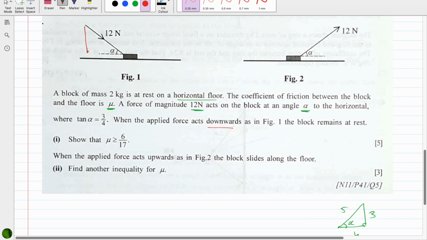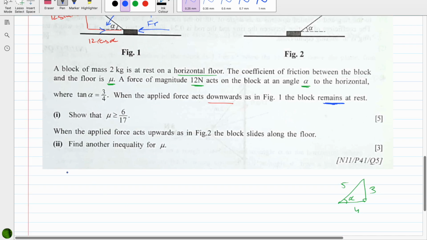So when we split this in two, this is 12 sine of alpha, this is 12 cos of alpha with respect to the given angle. And we would know that the block should naturally move towards the right hand side. And the question states that when applied force acts downwards, the block remains at rest. That means friction is acting opposite to this. So friction is basically equal or more than the applied force. That is why the block is not moving.